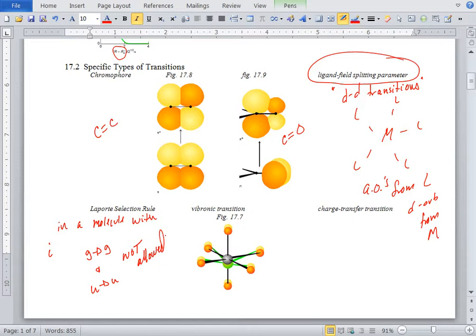And what the Laporte selection rule says is, if you have a vibration that makes you lose the center of inversion, then these transitions will occur. In other words, these vibronic transitions will occur. So even with a molecule that has a center of inversion, where these transitions are not supposed to occur, remember these are vibronic transitions. If that vibration loses the center of symmetry, it'll still occur.